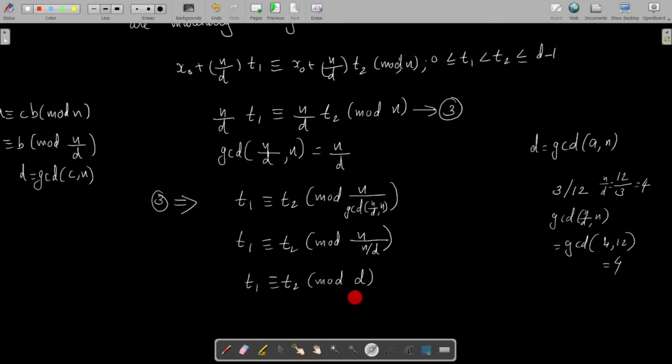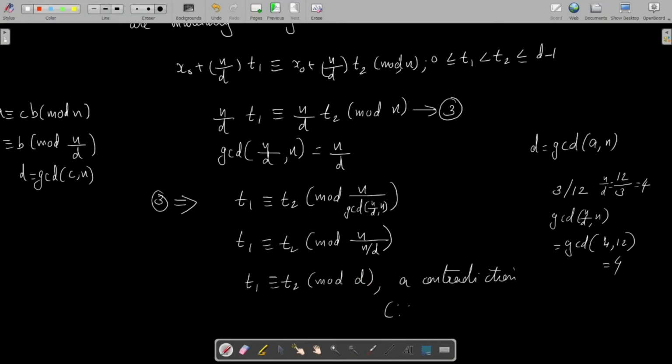But this is a contradiction, because you can see that t1 and t2 are integers less than or equal to d minus 1, and t1 is strictly less than t2. This is possible only if both t1 and t2 are 0, but it's not possible because we had taken t1 as strictly less than t2, and both these integers are less than or equal to d minus 1. So the difference of these two integers cannot be a multiple of d. Both of them are less than or equal to d minus 1 and both cannot be 0. Therefore, the difference cannot be a multiple of d. So it is a contradiction.